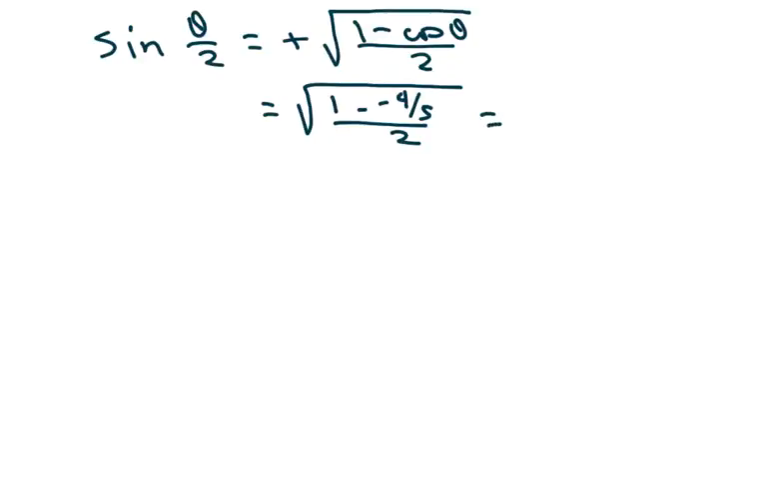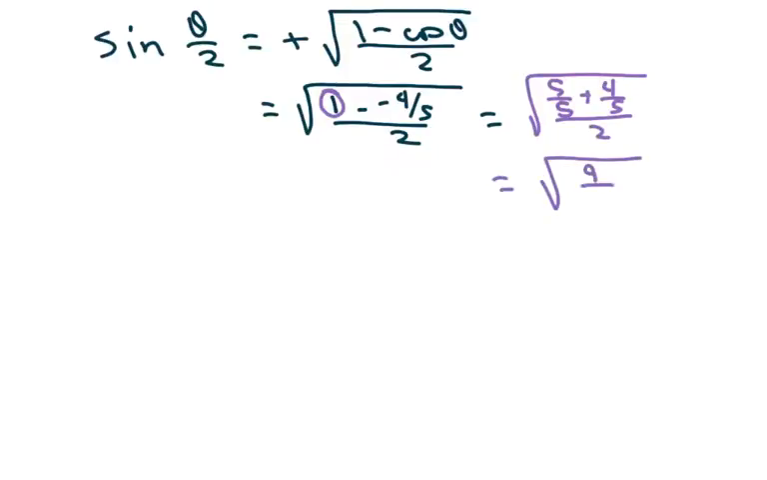This equals 5/5. I'm changing that to 5/5 plus 4/5 divided by 2. This equals square root of 9/10. Now, square root of 9 is 3, and we have square root of 10. So this all equals 3 square root of 10/10. I'm just rationalizing the denominator.